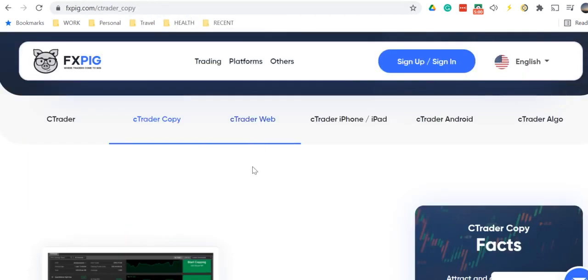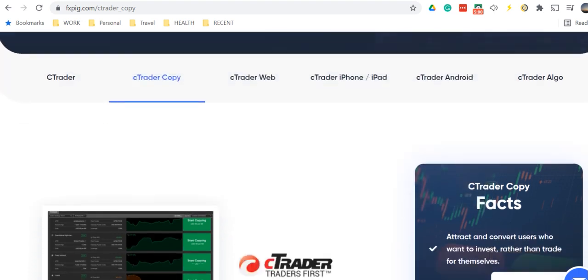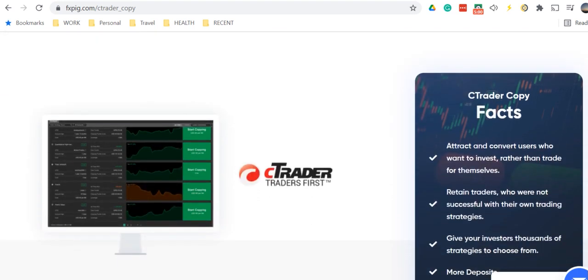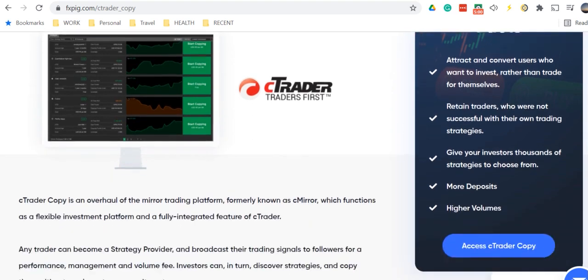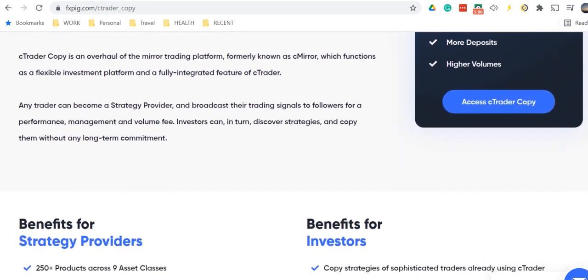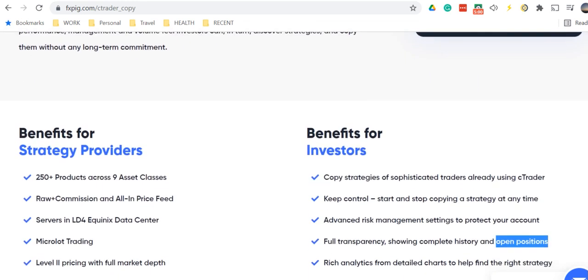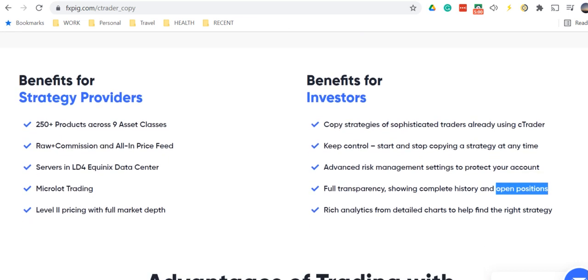Next up is FXPig. So if you go to fxpig.com, essentially it's a cTrader platform, cTrader Copy. And again, this has come up as having done quite well in reviews. It comes recommended by various good sources. So I've included this here. I'm not going to talk a lot about this, but it's the same principle.